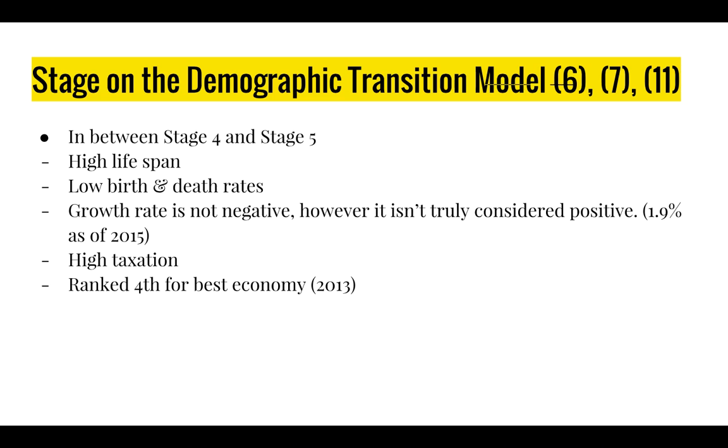Stage on the demographic transition model. In between stage 4 and 5, there is a high lifespan. There are low birth rates and death rates. There is a growth that is not negative, however, it is not truly considered positive because it is at 1.9% as of 2015. There is high taxation, and it is ranked 4th for the best economy in 2013.